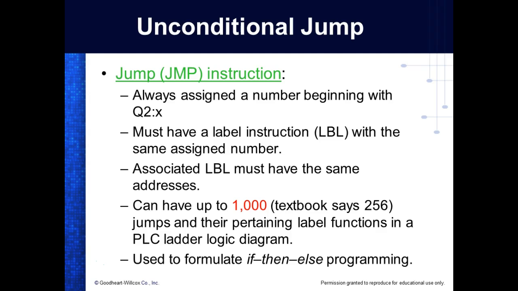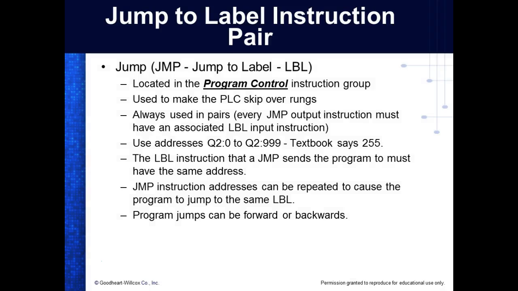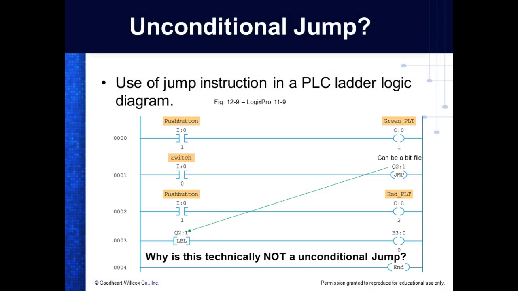So the book is not exactly true when they say this is an unconditional jump, and then they come up here and they put a switch in the jump instruction. So as soon as I say that, this is conditional, right? Because to jump, it has to do what? This switch has to be true, right? So we can't deal with unconditional jump.